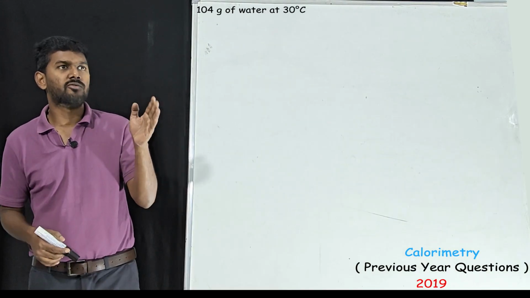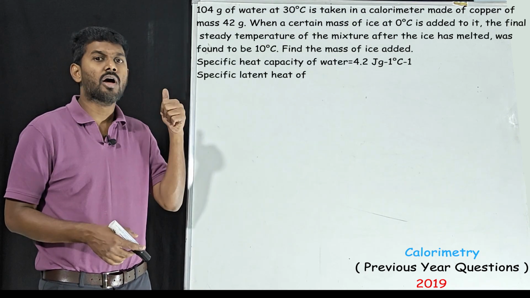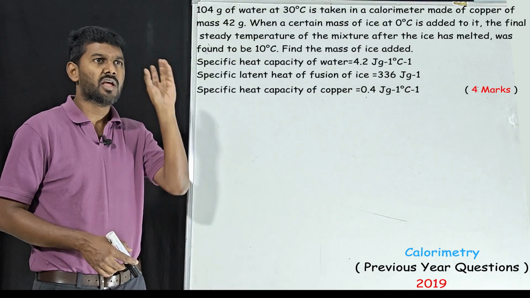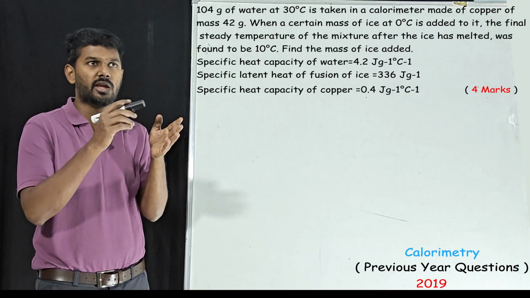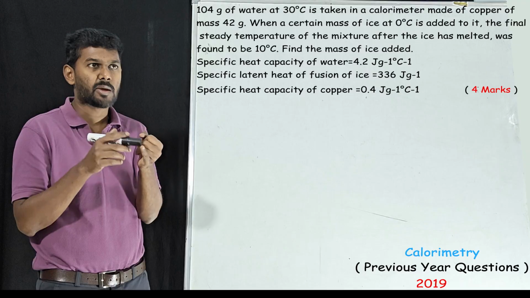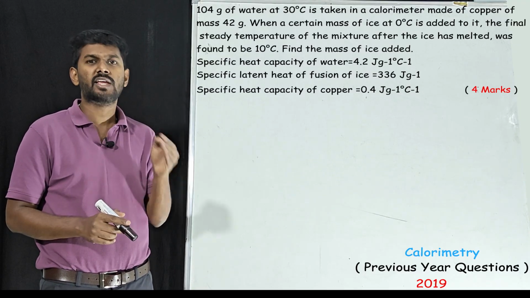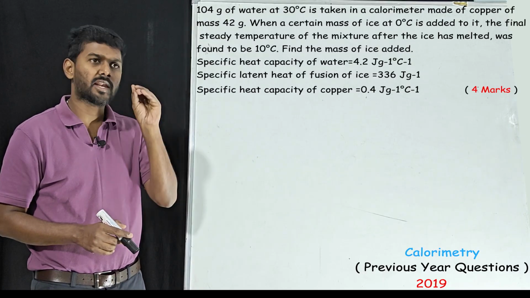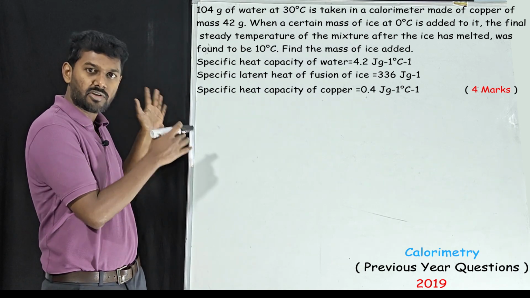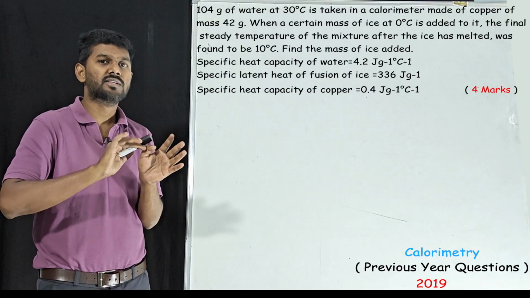Our next question: 104 gram of water at 30°C. This question is an exact replica of the 6th question in 2017, only the values are different. The method remains the same. Here they are again asking for the mass of ice added. They have given the specific heat capacity of water, the specific heat capacity of the calorimeter, and the latent heat of fusion. Everything is given, and we need to calculate the mass of ice. This is the same question we discussed earlier, and I have given that answer. The same method applies, only the values are different. That is why we are skipping this question.